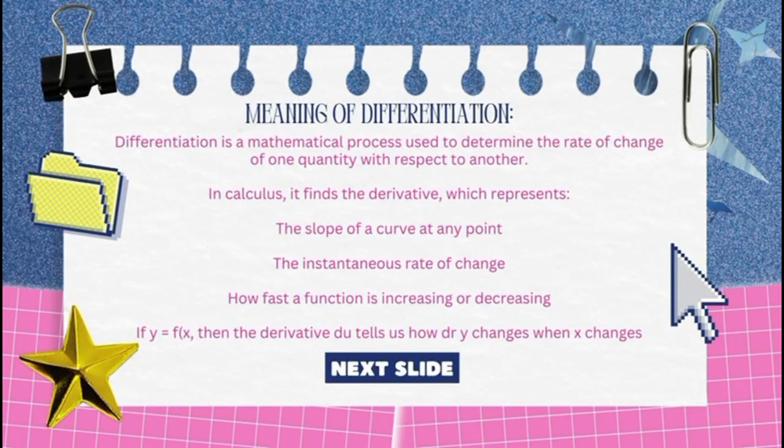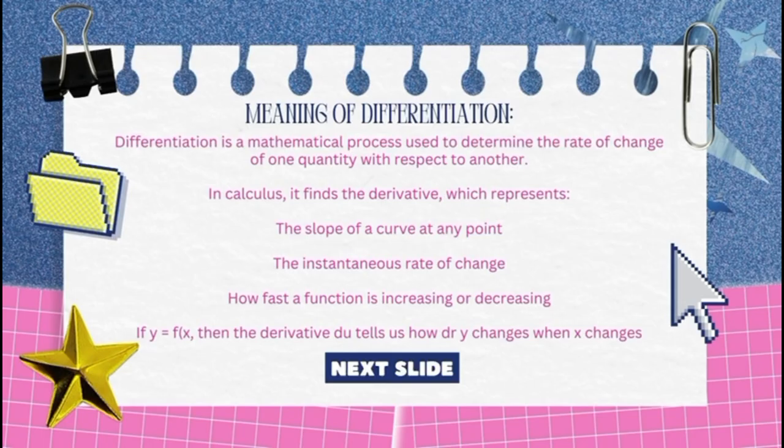Let's start with the meaning. Differentiation is basically a mathematical process that tells us how fast something changes as something else changes. For example, if you have a graph of distance against time, differentiation can tell you the instantaneous speed at any moment. So if we have a function y equals f(x), its derivative, which we write as f prime x, shows how y reacts when x changes.